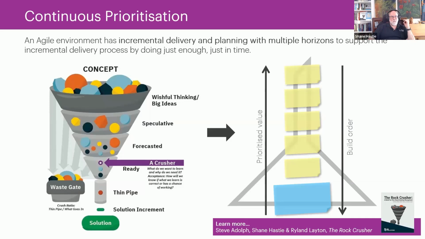So from the rock crusher model perspective, every one of these rocks needs to be well formed. It needs to have the verifiable model, and it needs to have a clearly defined test. The how will I know? And that prevents us getting the too generalized artifacts. So, I hope that was helpful.